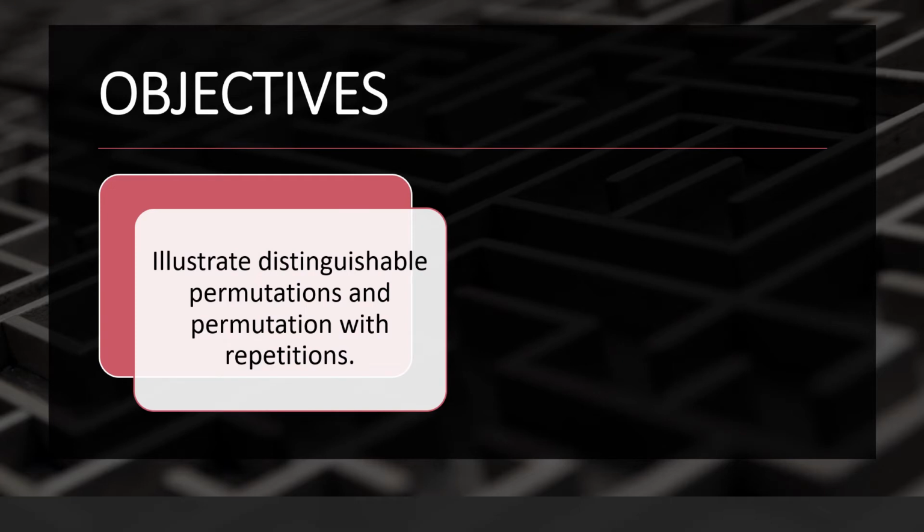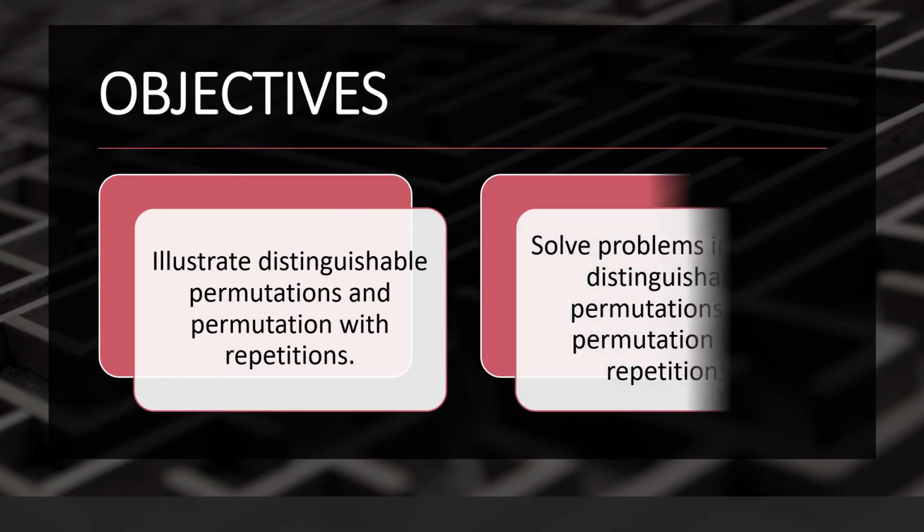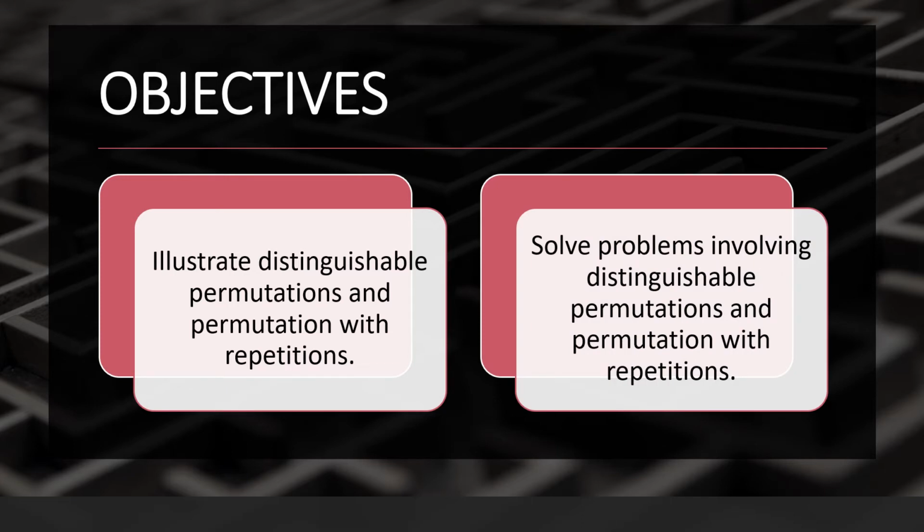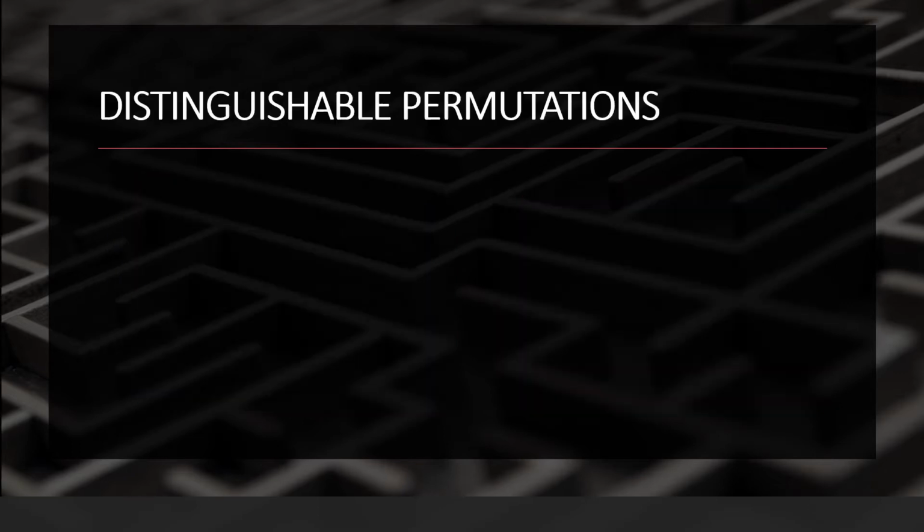Objectives for today's lesson: illustrate distinguishable permutations and permutation with repetitions, and solve problems involving distinguishable permutations and permutation with repetitions. So let's get started. How are we going to arrange the letters from the word DAD?